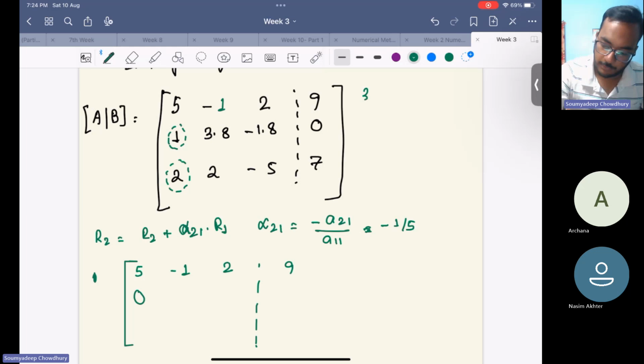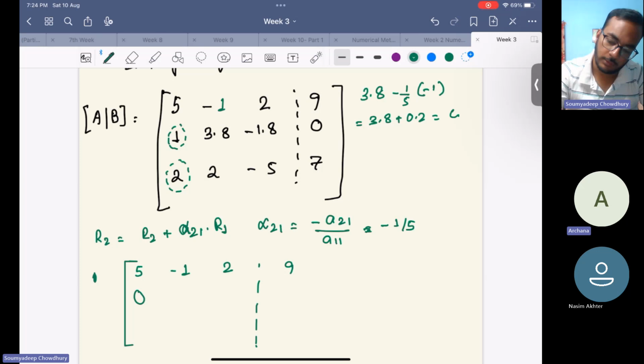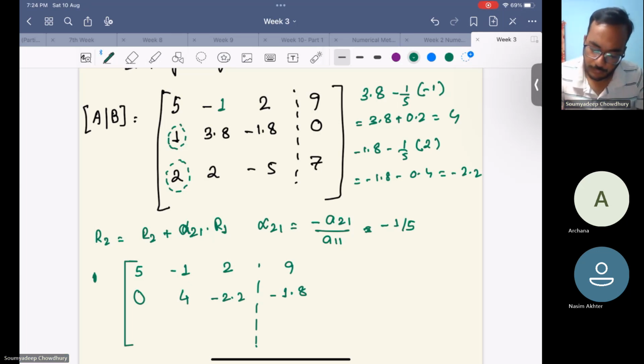So it is basically how much? 3.8. Alpha 21 is minus 1 by 5, right? Minus 1 by 5 into R1 is minus... 3.8 plus 0.2 is equal to 4. This one is minus 1.8 minus 1 by 5 into 2, minus 1.8 minus 0.4. So it is minus 2.2. And this is 0 minus 9 by 5, so it is minus 1.8. And this step only we will do. Okay, let me write this one: 2, 2, minus 5, 7.